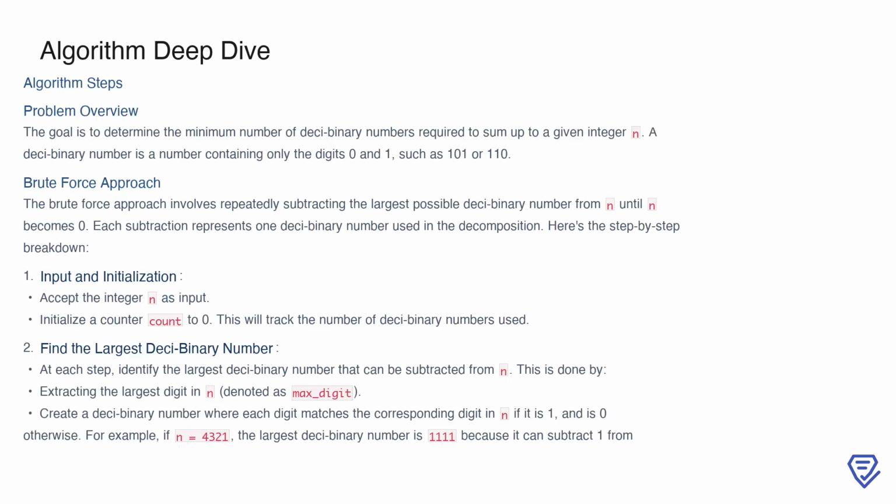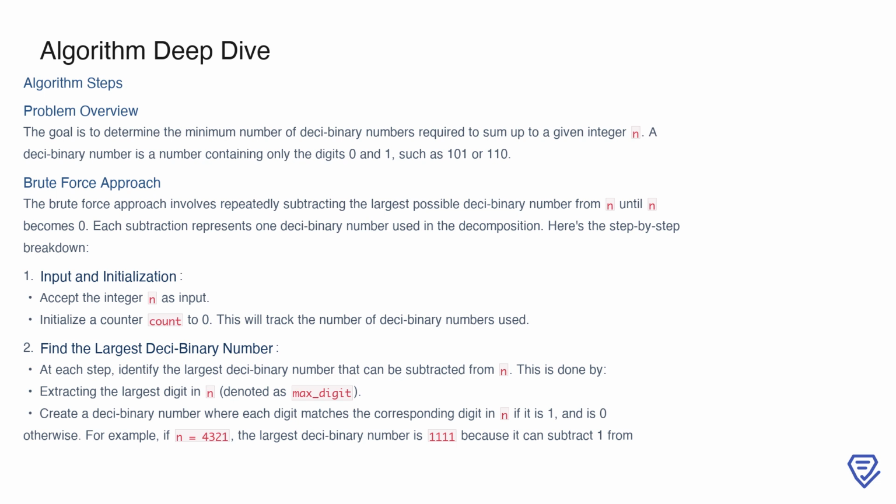To solve the problem of determining the minimum number of Deci-Binary numbers required to sum up to a given integer n, let's first understand the brute force approach. The idea here is to repeatedly subtract the largest possible Deci-Binary number from n until n becomes 0. Each subtraction represents one Deci-Binary number used. We start by accepting the integer n as input and initializing a counter, count, to 0 to keep track of the number of Deci-Binary numbers used.